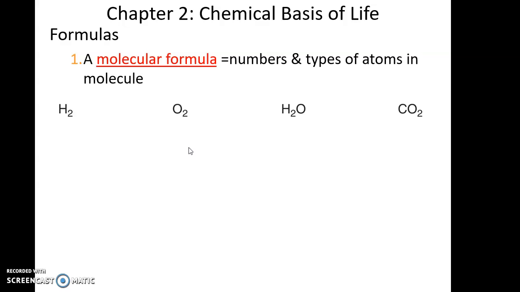So the molecular formula, what we see written out in letters and numbers, tells us what type of atoms and how many are present in that molecule. So for instance, H2, H is the symbol for hydrogen, so we have two hydrogen atoms in molecular hydrogen. O2, O is for oxygen, so two oxygen atoms in molecular oxygen. H2O, two hydrogen atoms and one oxygen atom in the molecule water. CO2, C for carbon, so we have one carbon and two oxygen atoms forming carbon dioxide molecule.